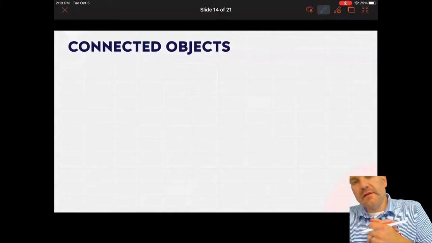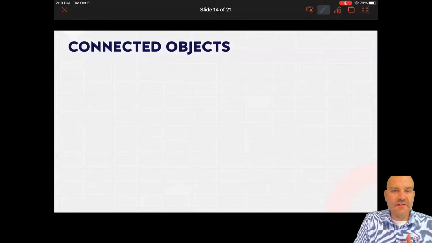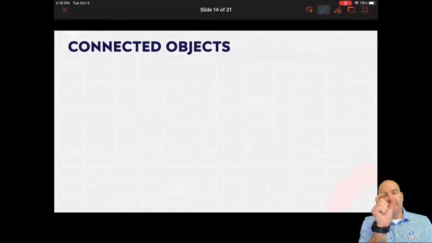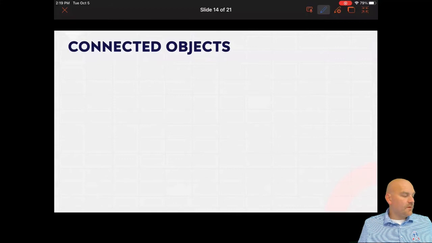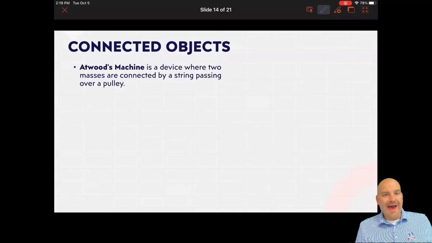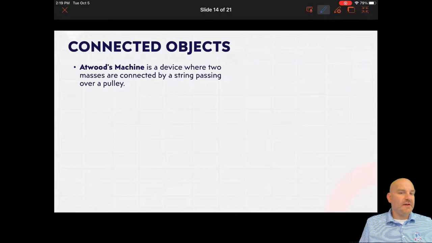Okay, so again, continuing our journey using applications, we're going to talk about connected objects. We had a little bit of preview of a connected object a couple of videos ago, when we found the tension between two blocks. But in this video, we're going to focus around Atwood machines. An Atwood machine is a device where two masses are connected by a string passing over a pulley.